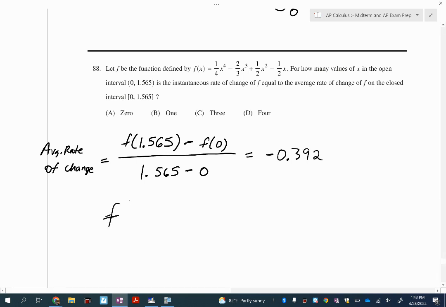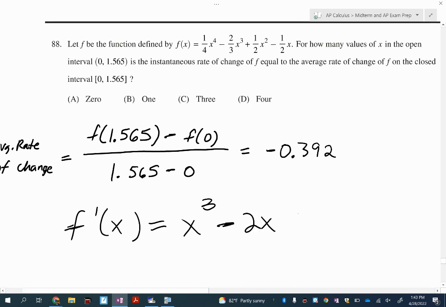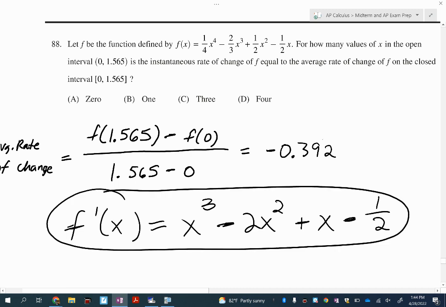If you were to take the derivative of your function, do you see how they've set it up nicely for you? Because what's 4 times 1/4? It's just 1. So it's going to be x cubed minus 2x squared plus x minus 1/2. So what I'm going to do is graph this, and graph the average rate of change. When I graph those two, I'm going to see how many times they intersect each other between 0 and 1.565. That will tell me how many points the values are equal to each other.